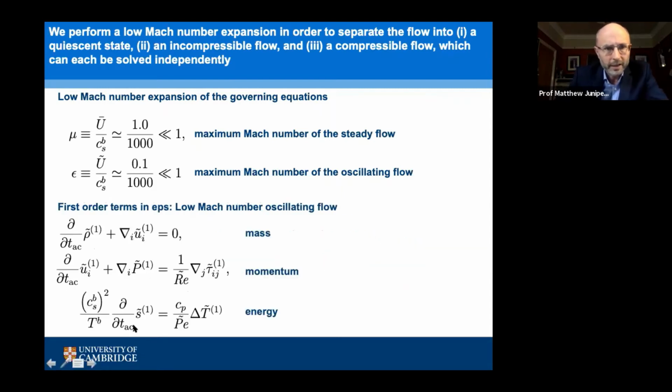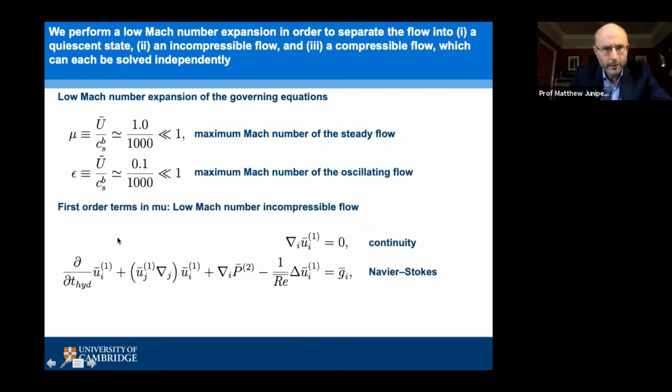Then at first order in epsilon, at first order in mu, which is this steady flow Mach number, you actually have an incompressible flow. So there at first order, your continuity equation, conservation of mass, becomes conservation of volume. And then this is a typical Navier-Stokes equation, which you'll recognize. The 2 terms here are the acceleration of the fluid, and then these 3 terms here are the forces. So there's the pressure force divided by density, the viscous forces, and if you want them, the gravitational force. They, of course, are negligible for this problem. So that's the first order terms in mu.